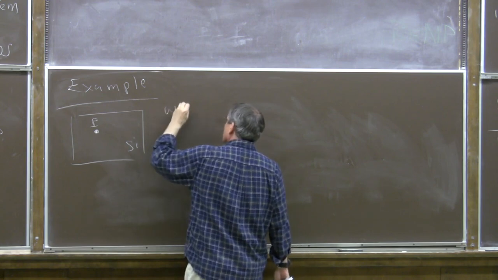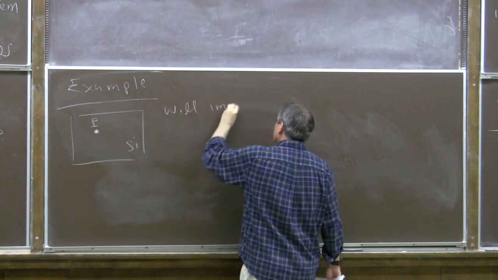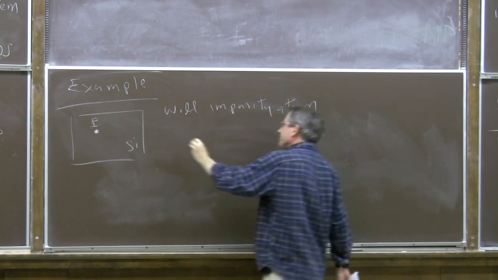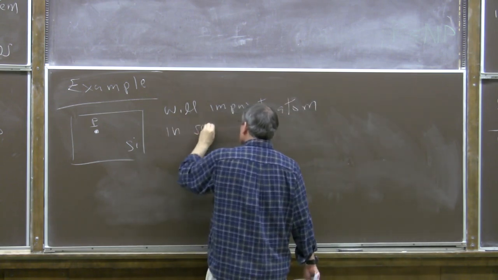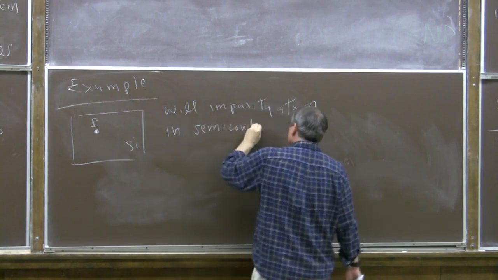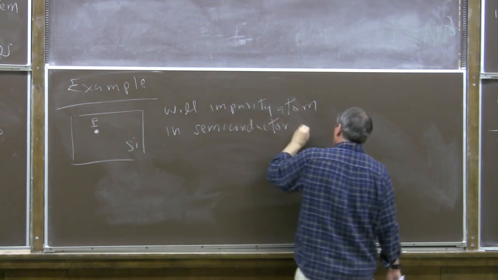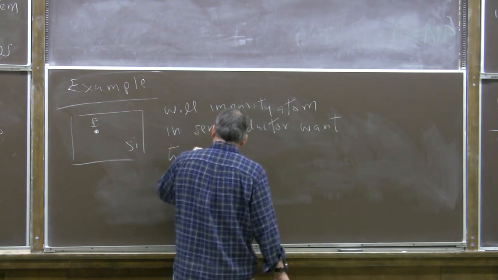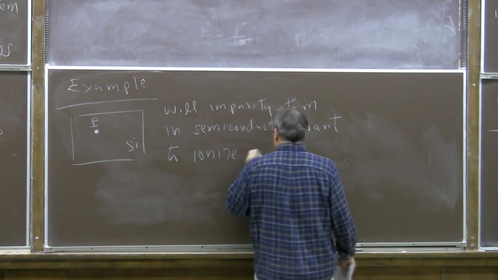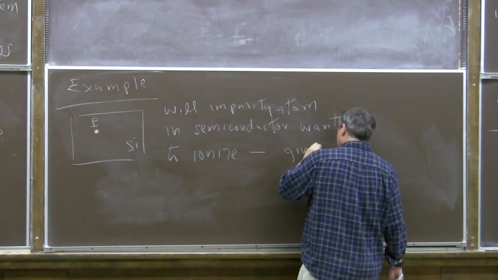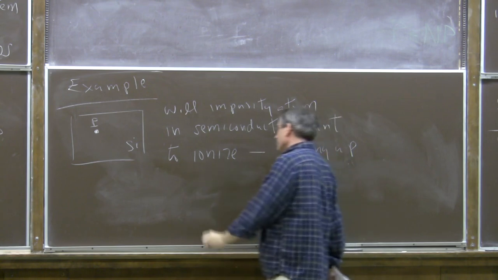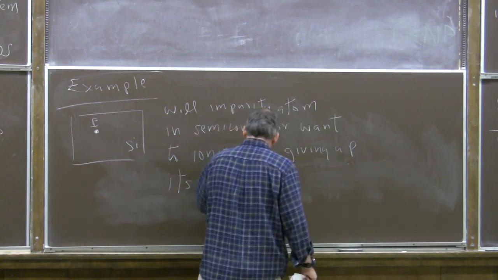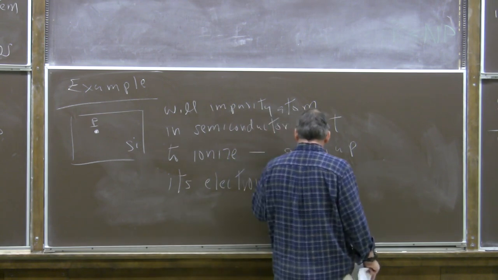So will an impurity atom in a semiconductor want to ionize? That is, to give up its electron to the conduction band.